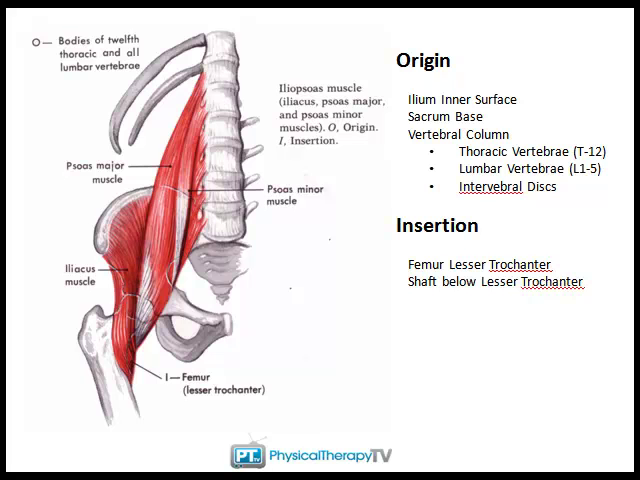It's a very deep muscle located in your abdomen, and its origin is from the vertebral column as well as the inside of your ilium, or basically your pelvic bone. Those two muscles together, the psoas and the iliacus muscle, join together to insert into the upper thigh on the inside of the femur.